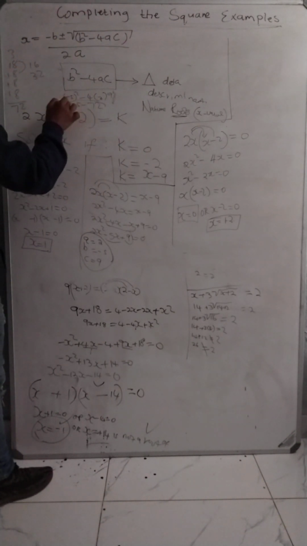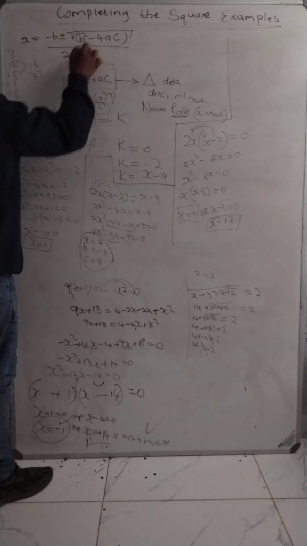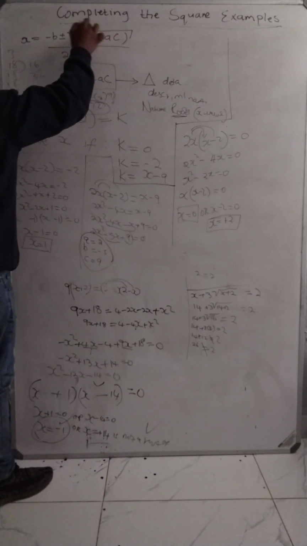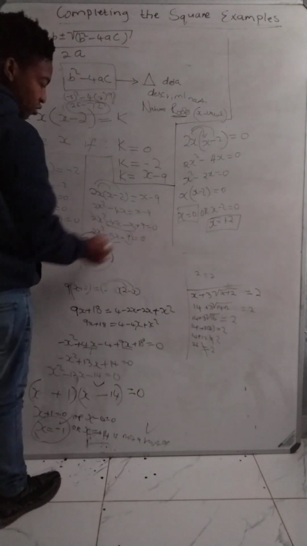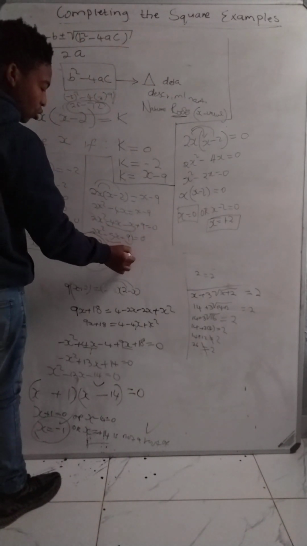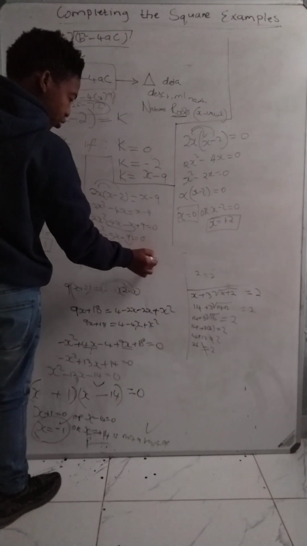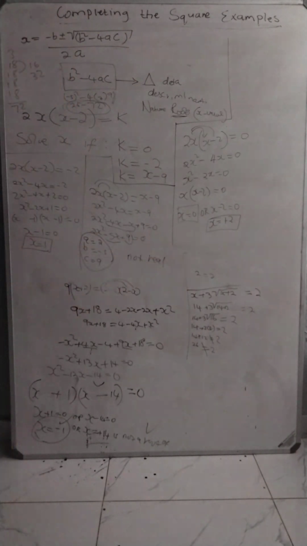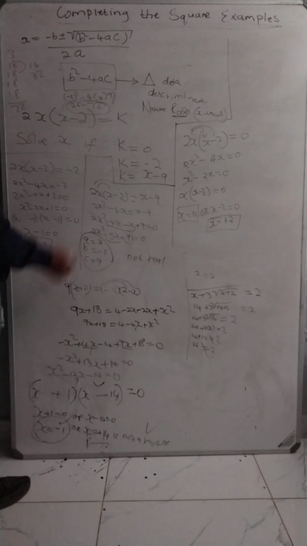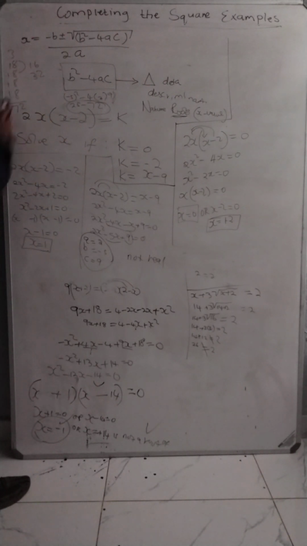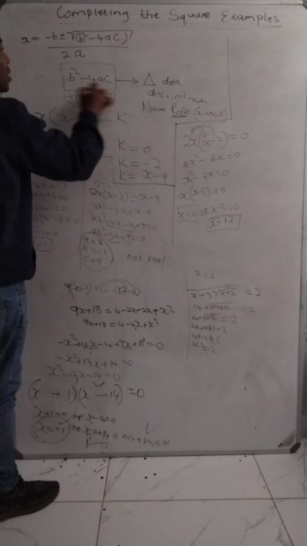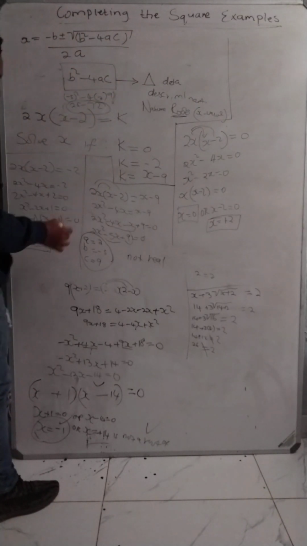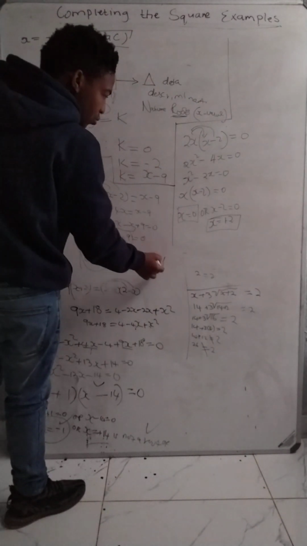25 minus, already this is a negative. So you're gonna have a negative number under your square root. So the roots of these are going to be not real. Okay, because you have a negative under your square root. So your discriminant is negative. So the roots are not real.